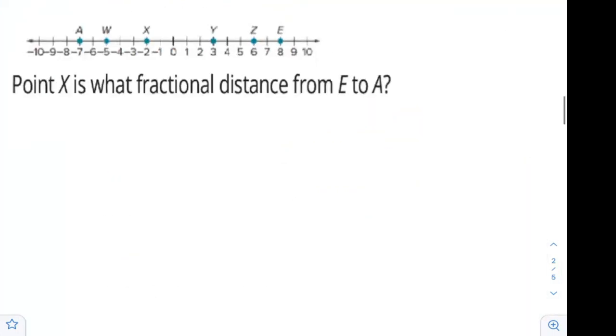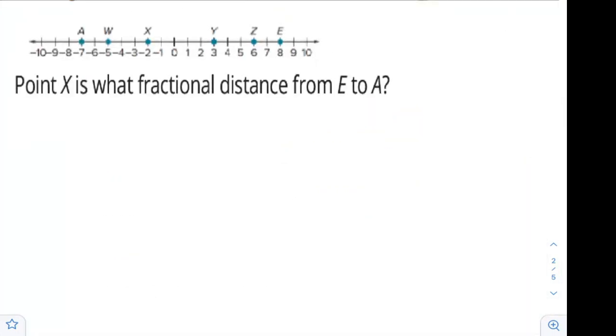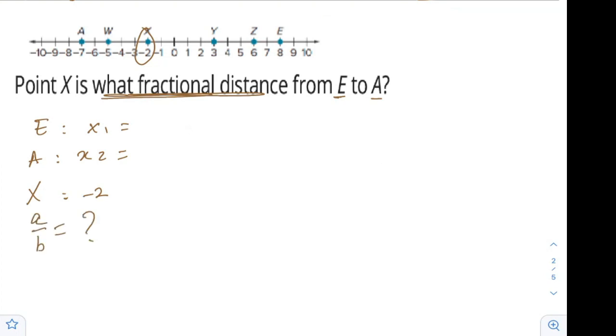Now let's see here what is the known, what is the unknown. Point X is what fractional distance from AE to A? Now we have here E is x1, we have A is x2, and X is known now, which is -2, and he is asking about A over B now. This is the unknown in this case. E is x1. Let's see where's x1, because he's asking from E to A, so this is E at A. x2 is A, which is -7.